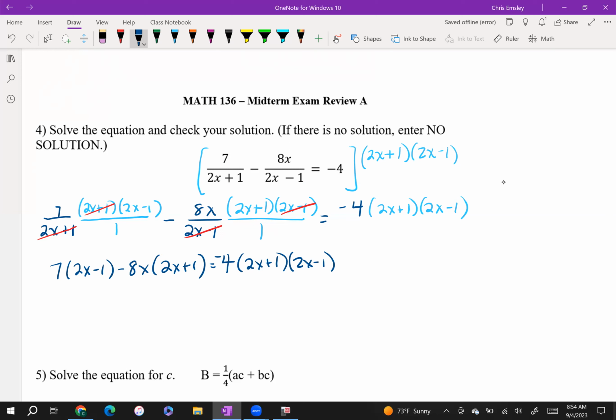So now our fractions are completely gone. We can carry on with our solving. Let's go ahead and do some distribution here. So we get 14x minus 7. We're distributing a negative 8x, so minus 16x squared minus 8x. Over here, I like to FOIL before I distribute that -4, but you could really do it in any order.